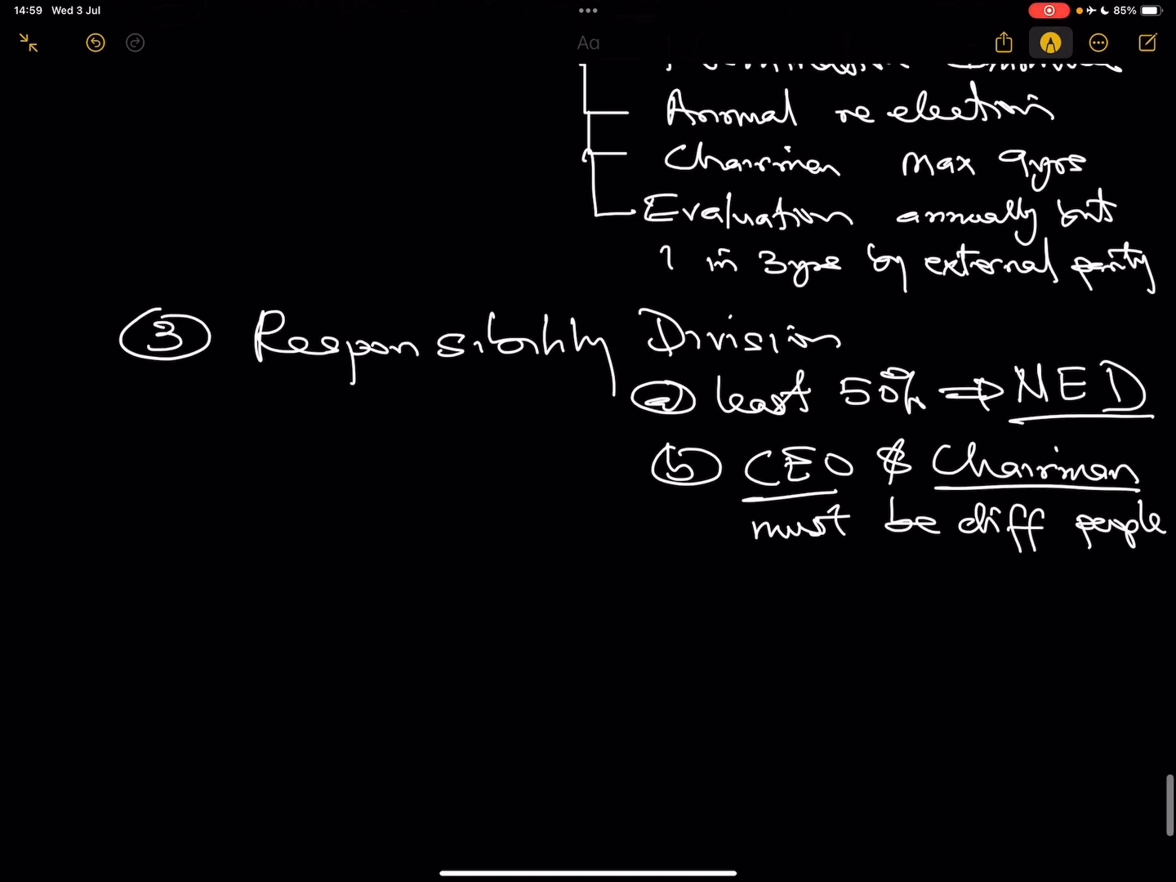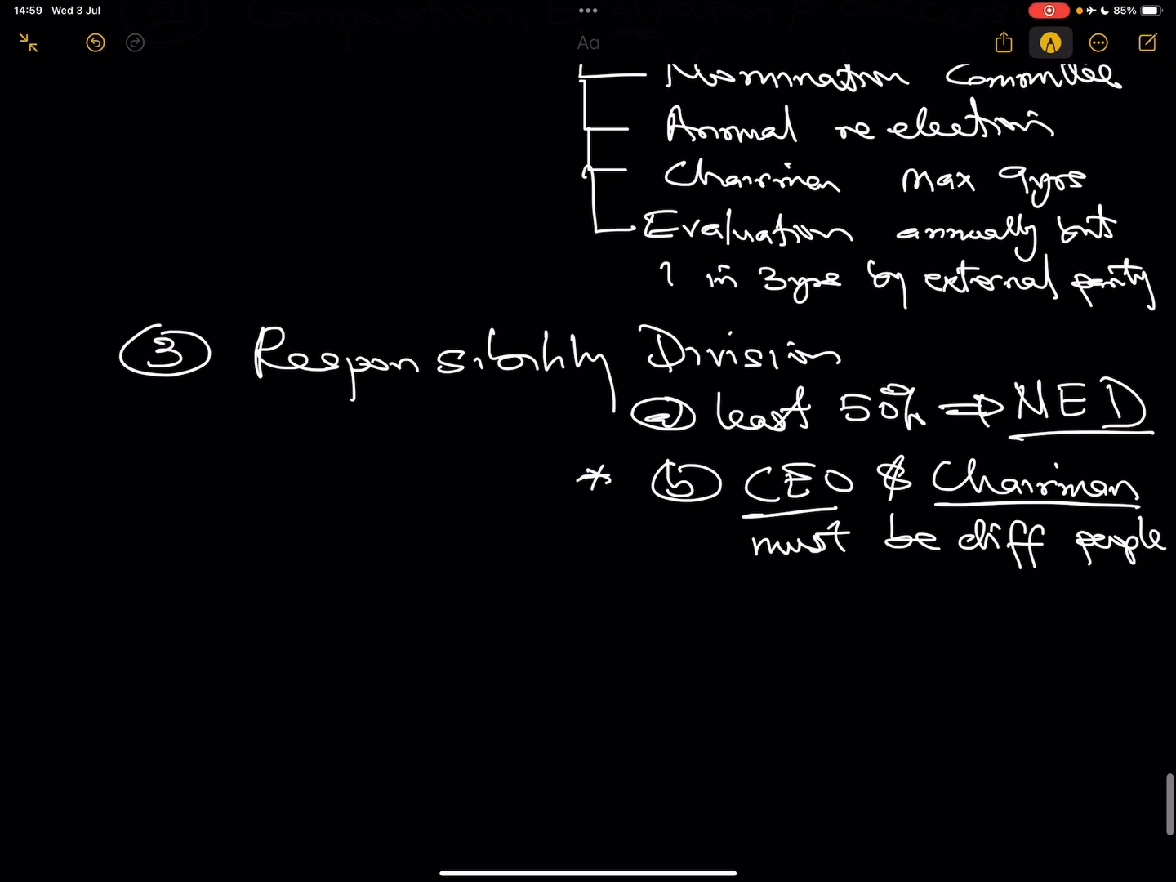Very important. This is one of the reasons why Enron, which is arguably the biggest scandal in the corporate governance space, happened. We had the same person as CEO and chairman, right? So a lot of manipulation took place and there was no independence.